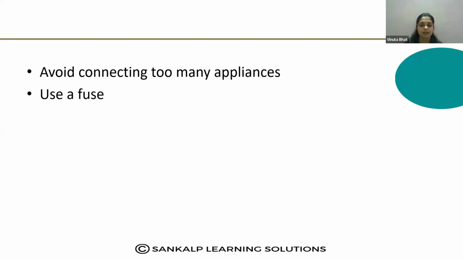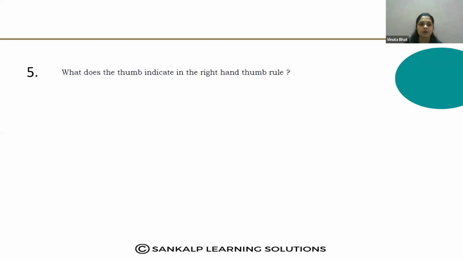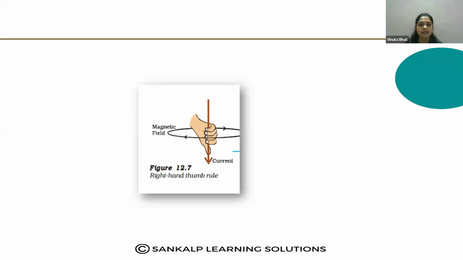Next question. What does the thumb indicate in the right hand thumb rule? This question we have solved in the multiple choice questions. The thumb indicates the direction of the current, and the remaining fingers indicate the direction of the magnetic field. So that is the answer.